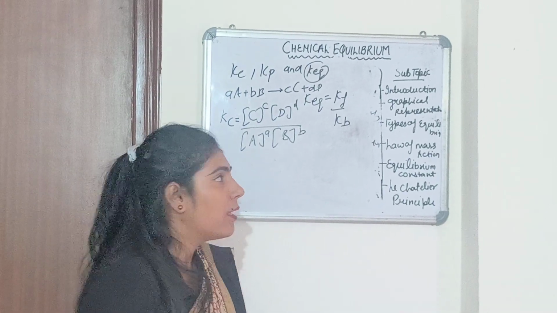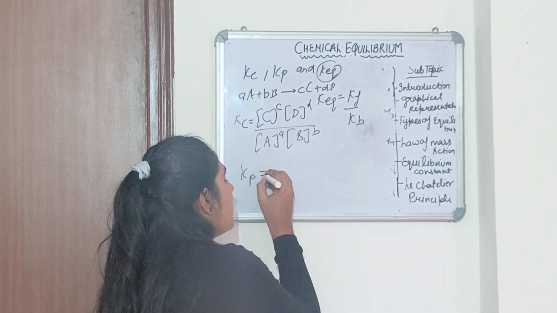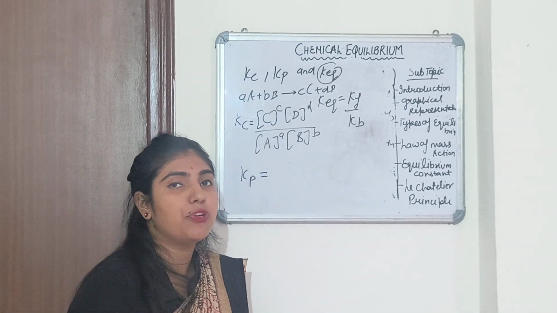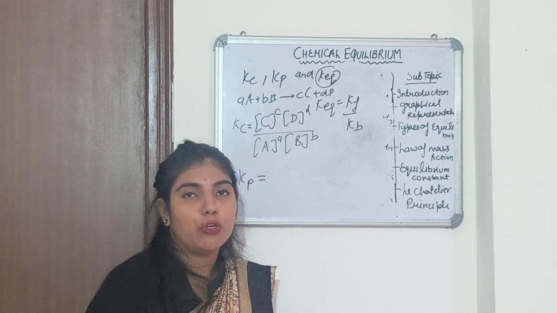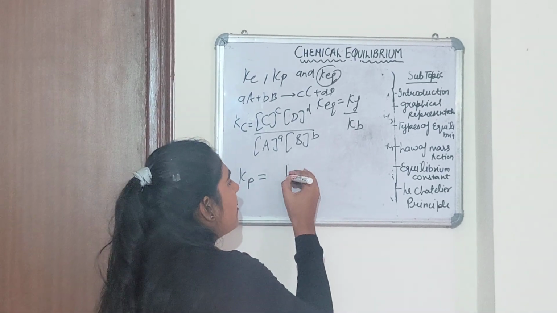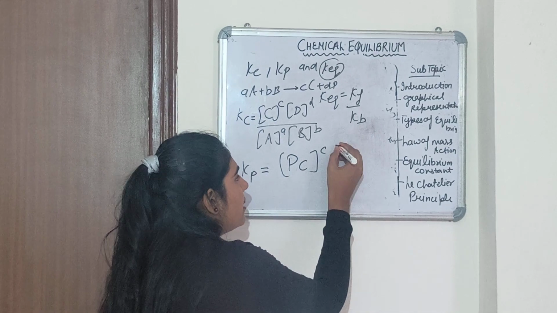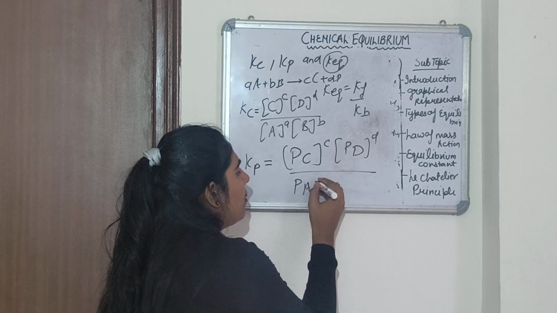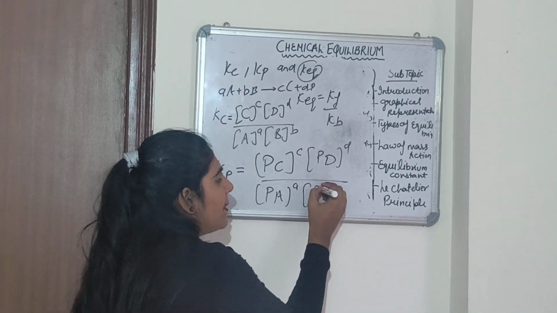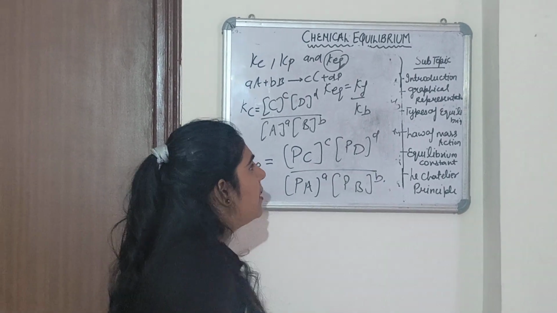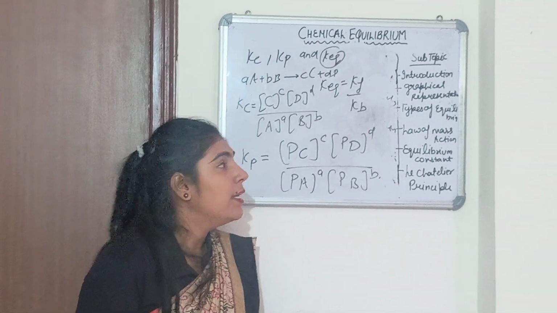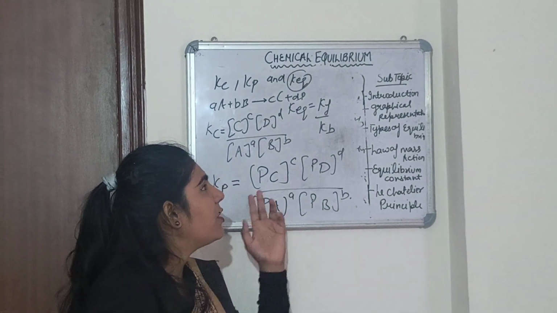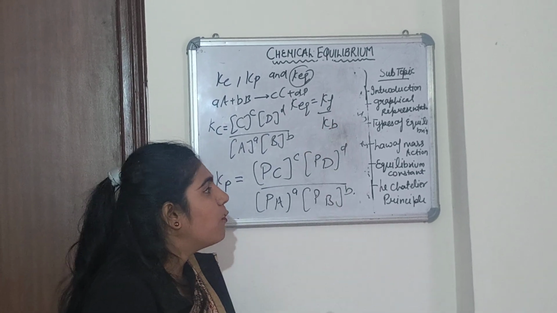Now what is Kp? Kp is the rate constant when we deal with gases. In that case, the concentration of the gases is directly proportional to the pressure. So we write it in terms of Pc to the power c, Pd to the power d, divided by Pa to the power a and Pb to the power b. So they are all equal with respect to concentration or pressure, and Keq is the equilibrium constant.